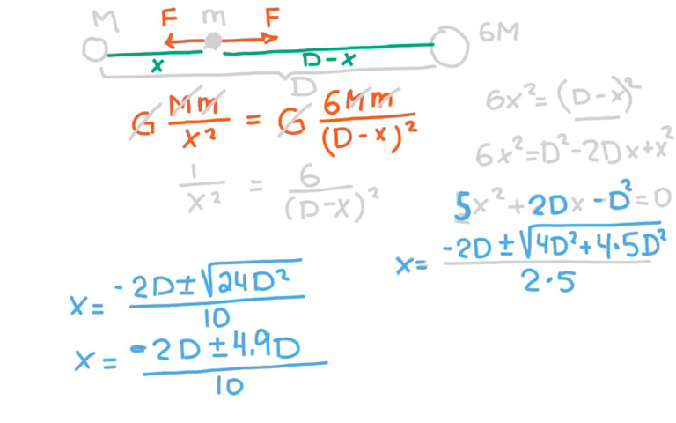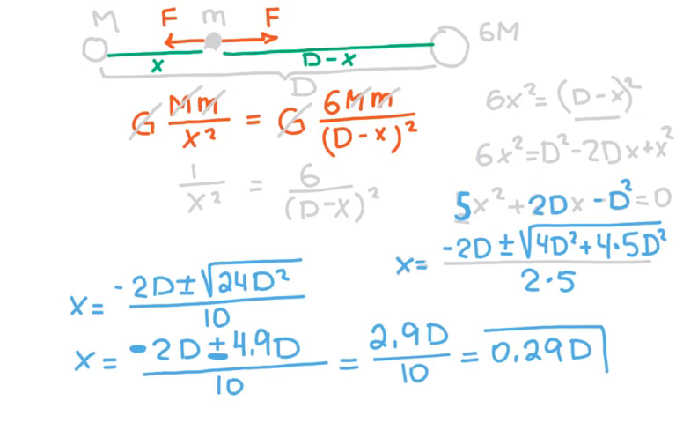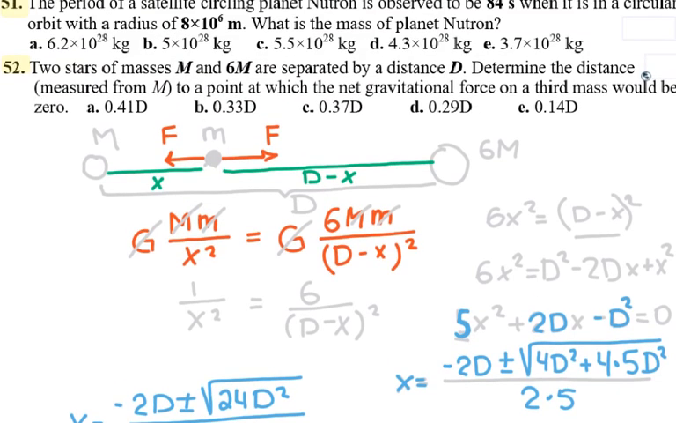If I subtract, then I'm going to get a negative distance, and I don't want a negative distance. So I'm going to add them, and I'm going to get the answer. 4.9 minus 2 gives me 2.9d over 10, or 0.29d. So the distance is 0.29d, which would be the choice if it was a multiple choice question.